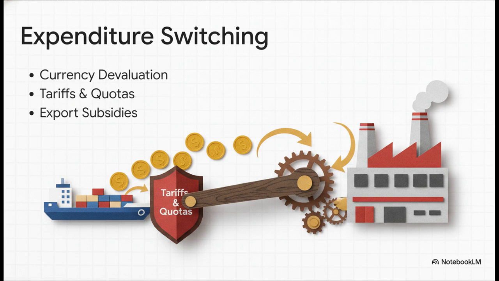Or they might slap tariffs and quotas on imported goods to artificially block them from entering the country. Alternatively, they could offer export subsidies, which is essentially paying domestic firms to sell their products abroad. By combining these switching tactics with standard monetary policy, policymakers just cross their fingers and pray they can hit that magical sweet spot of both full employment and a balanced trade book.